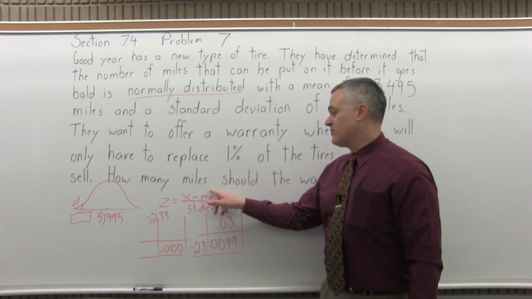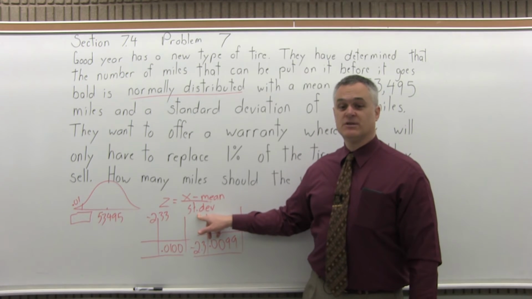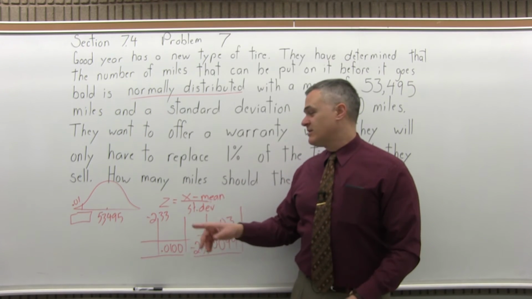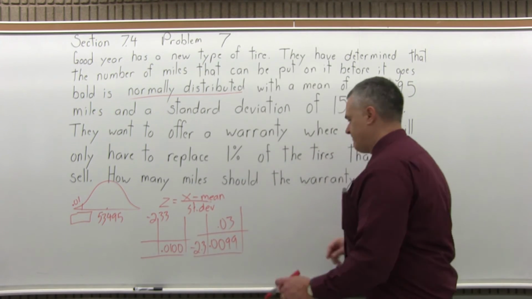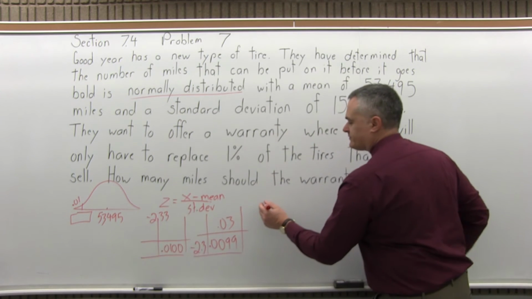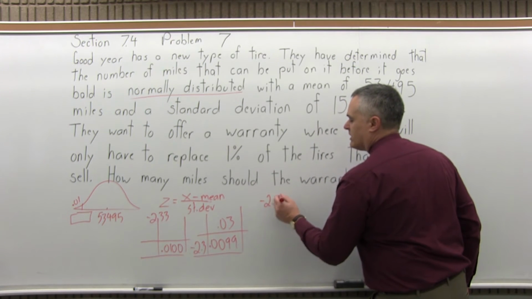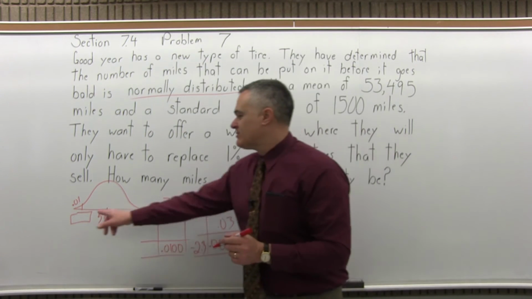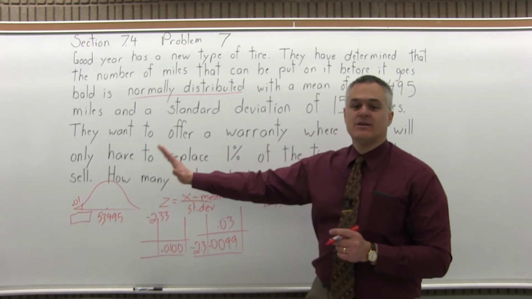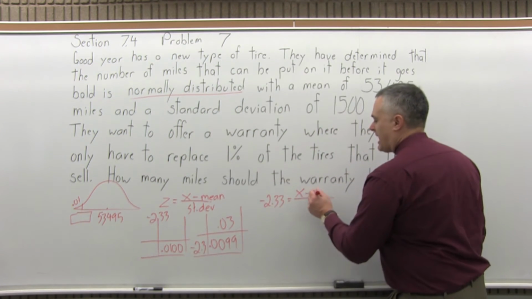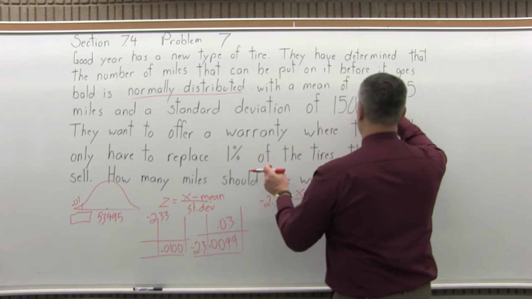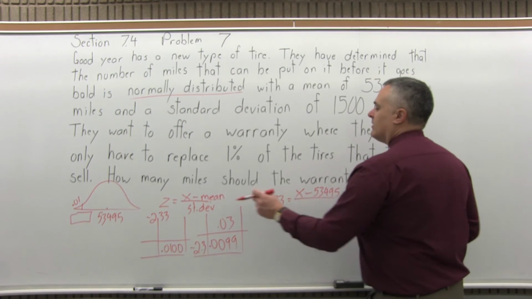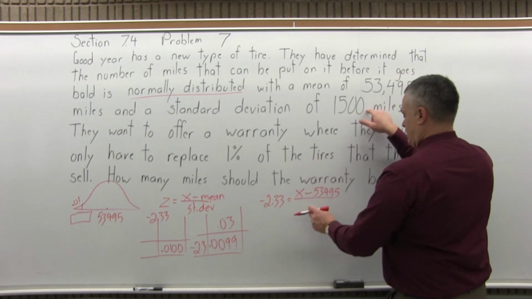I know the mean, 53,495. I know the standard deviation, 1,500. So let's write my z-score formula with my one unknown and do the algebra necessary to isolate the x. We start with z, negative 2.33, equals x, the number of miles, this is what we're looking for, that would have only 1% to the left of it, minus the mean, 53,495, over the standard deviation, 1,500.